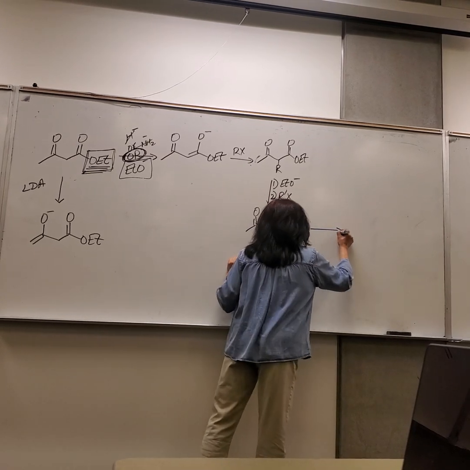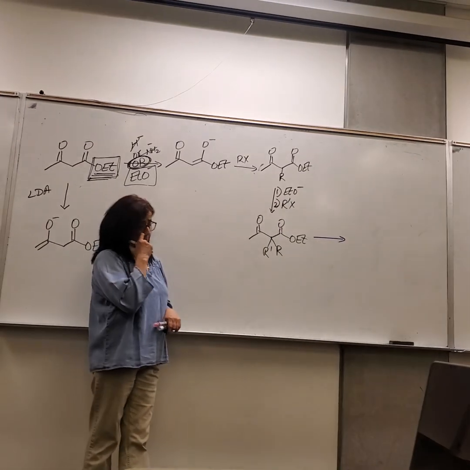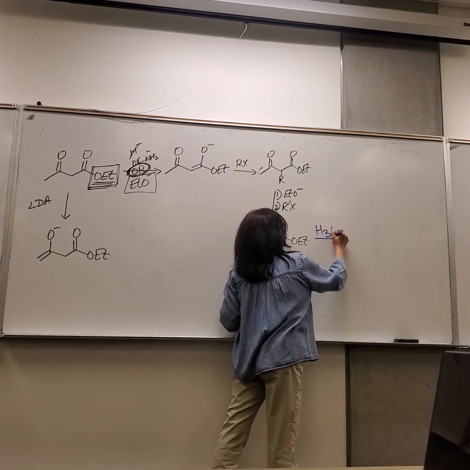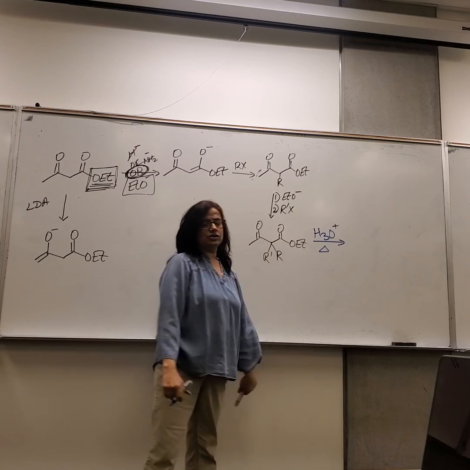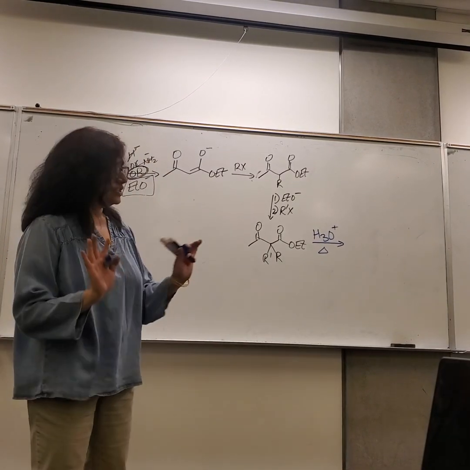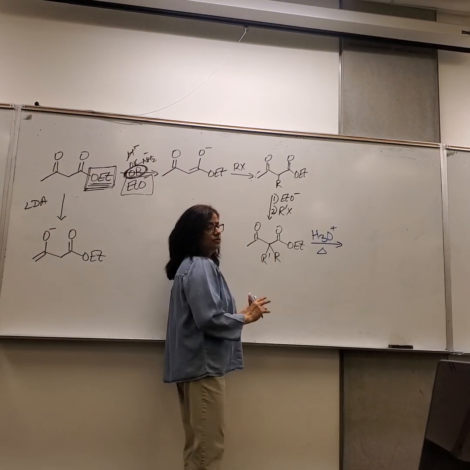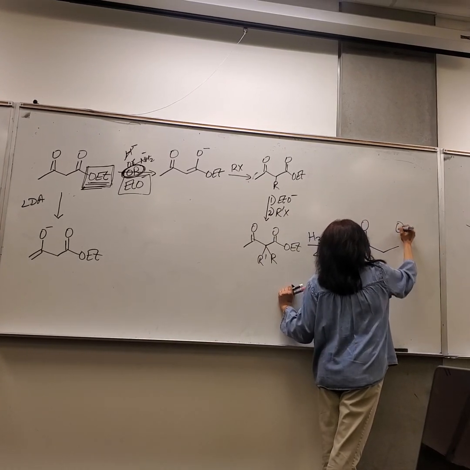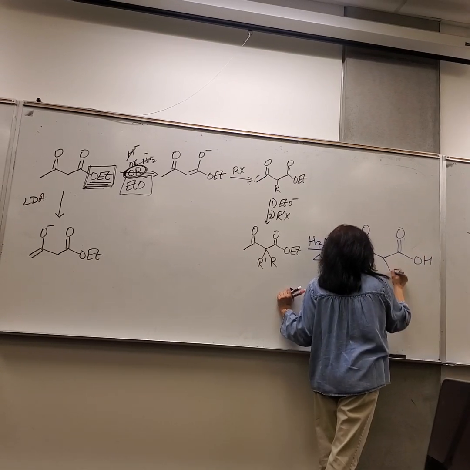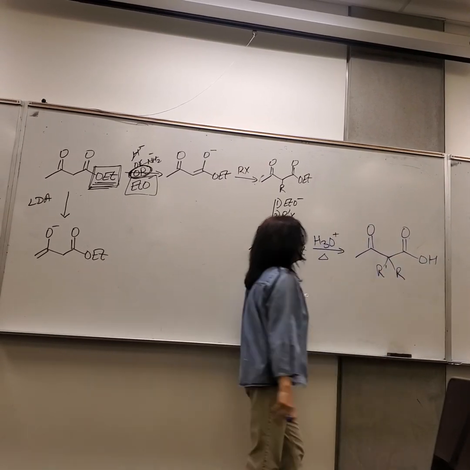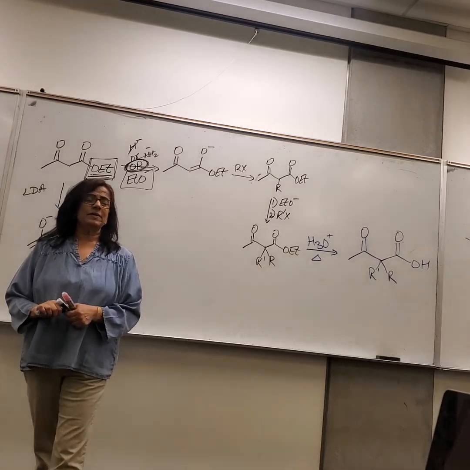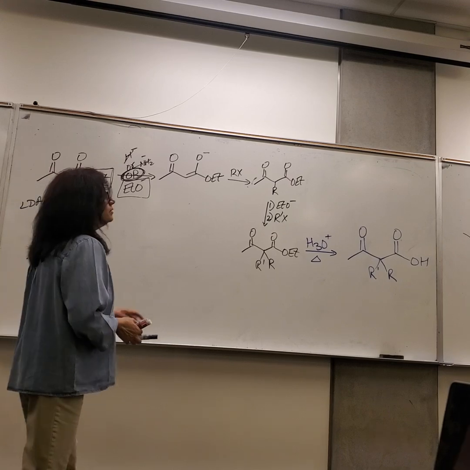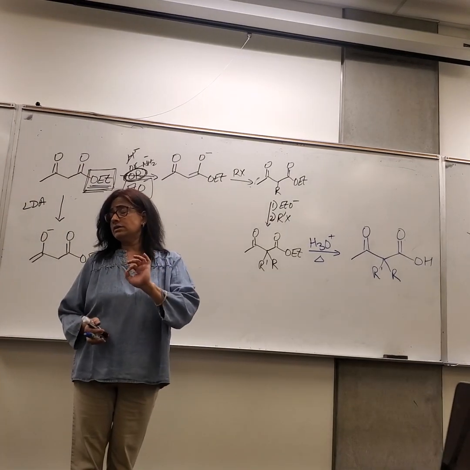now we hydrolyze the ester. Please notice that's an ester. If I hydrolyze it, either saponification or acid hydrolysis, whichever method, what does that do? It converts the ester into a carboxylic acid. Everybody okay? Now that's a special carboxylic acid. That carboxylic acid is a beta keto acid.